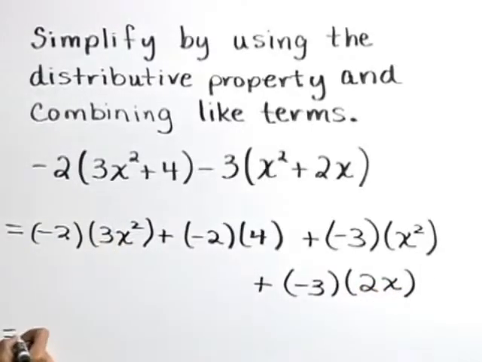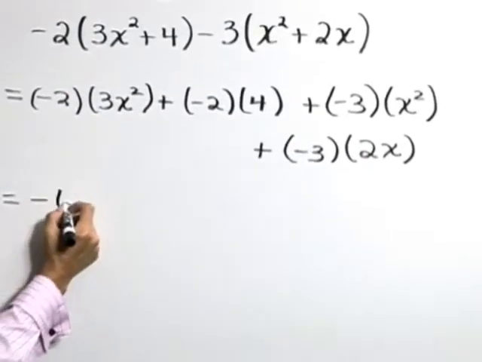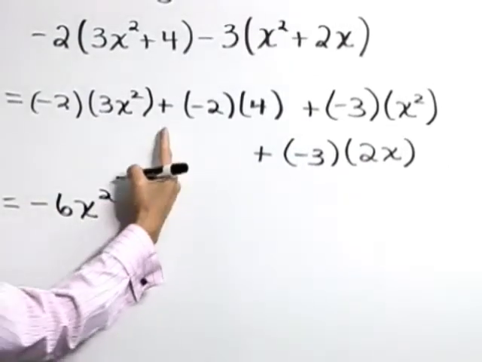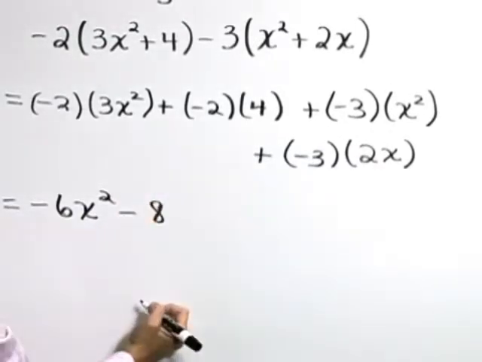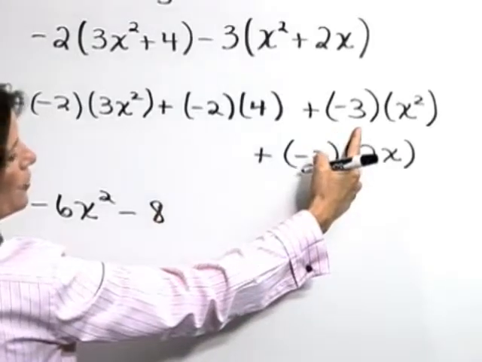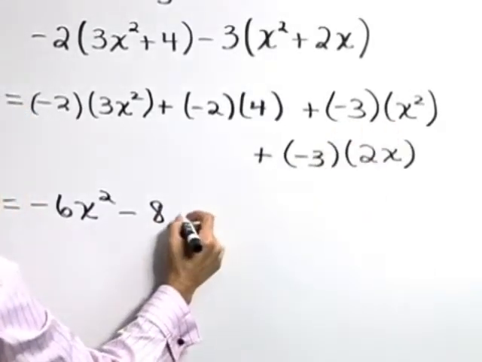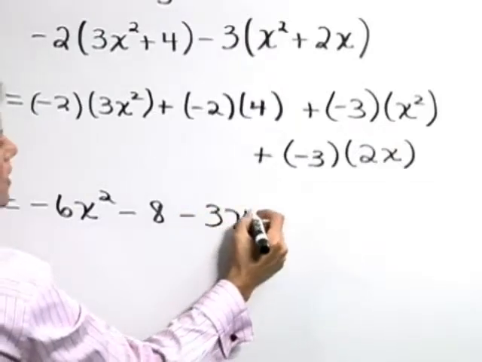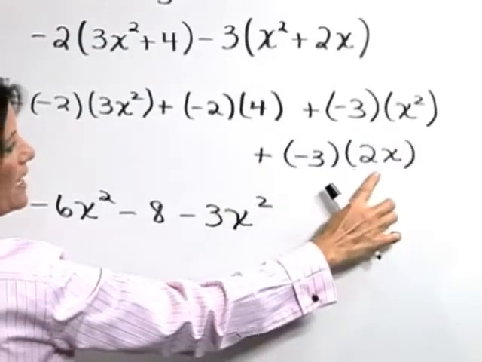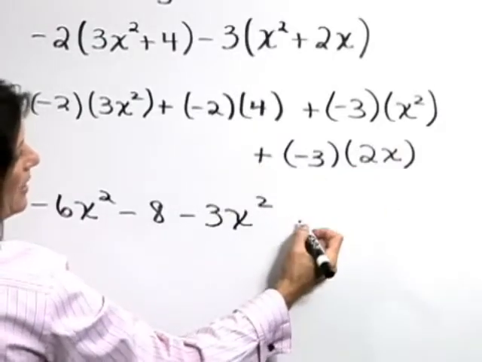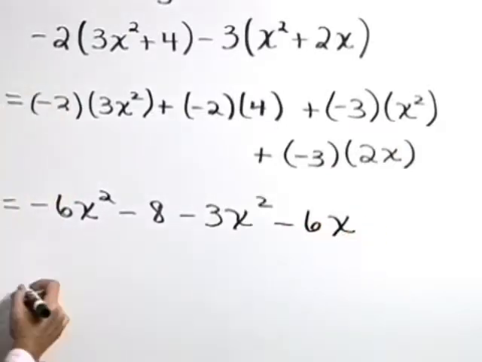Now multiplying within each term. Negative 2 times 3x squared is a negative 6x squared plus a negative 2 times 4, or a negative 8. The third term, that's plus a negative 3 times x squared, which is a negative, or a minus 3x squared. And lastly, plus a negative 3 times 2x. That gives a plus a negative, or a minus 6x.